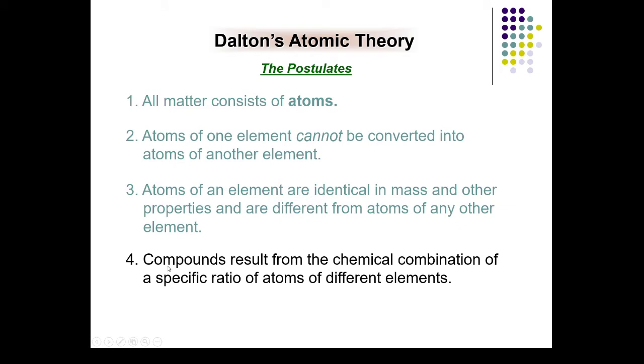So, here's his theory all boiled down into his postulates. All matter consists of atoms. Atoms of one element cannot be converted into atoms of another, which was a big deal because at the time he's stating this, alchemists were trying to convert one metal to another. They did a lot more and contributed a lot more to science than people give them credit for. But they always get hung up that they were trying to turn lead into gold, which isn't possible. Atoms of an element are identical in mass and other properties, and compounds result from specific ratios forming.